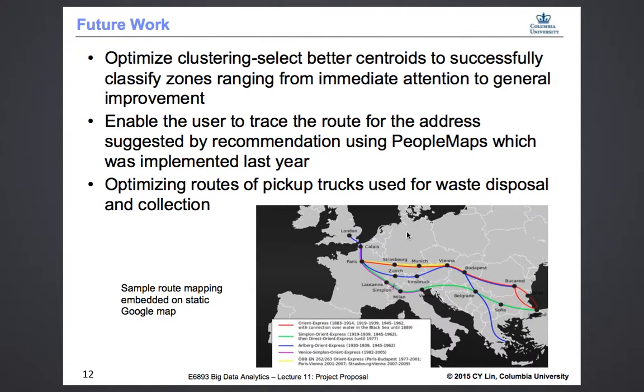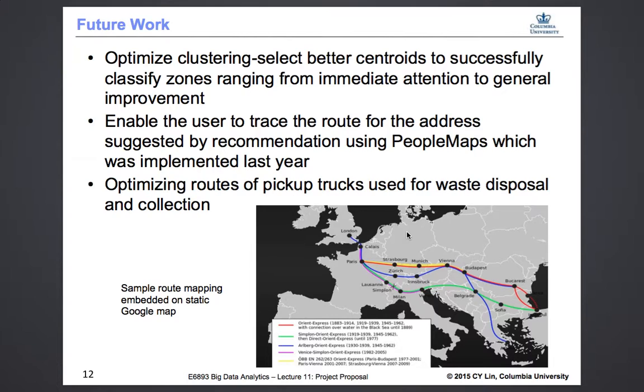For future work, we plan to optimize the clustering that we have done, in which we find better centroids to successfully cluster zones ranging from those needing immediate attention to those needing general improvements. And we also would like to enable users to trace the route for the address suggested by the recommendation using People's Map, which was implemented last year.